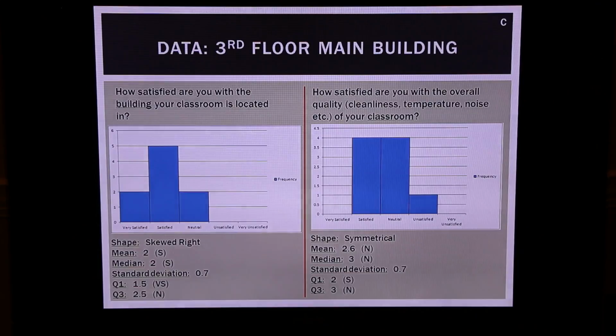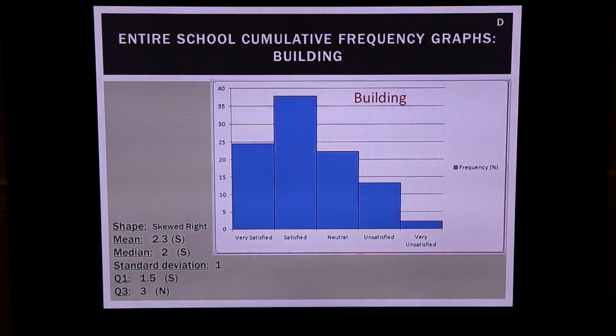So, all right, now we're getting into the entire cumulative graphs of the entire school. When we look at the entire school, we can see that the distribution is skewed right, and we see that most teachers are satisfied with where they are located, which, you know, makes sense.